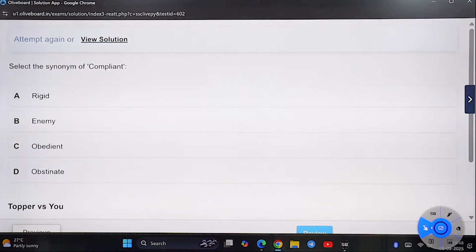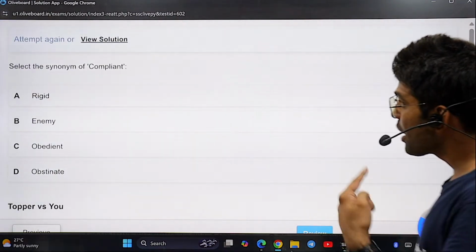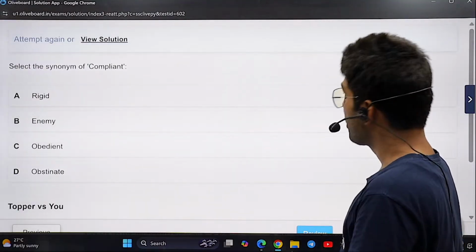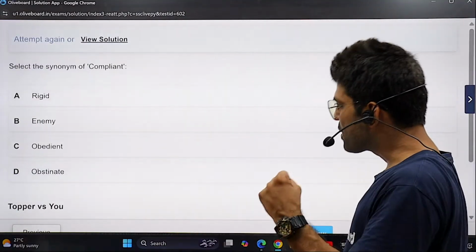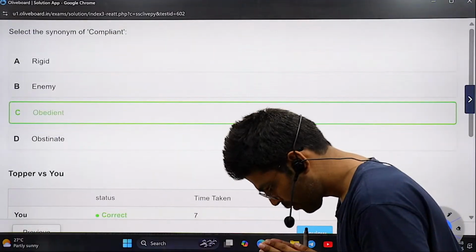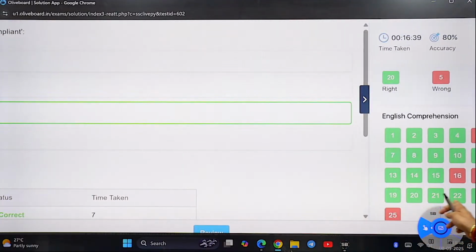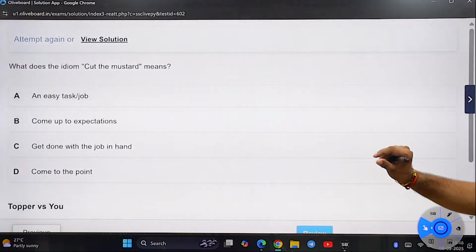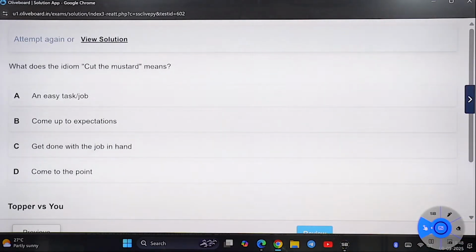Exactly. Compliant. Comply with the norms, follow the norms, adhere to them. Okay. Rigid, not following. Enemy, opposite. Obstinate, stubborn. Obedient, following. And the last one, which I missed, honestly. Cut the mustard. Cakewalk. Walking in the garden, I thought, but this is not.